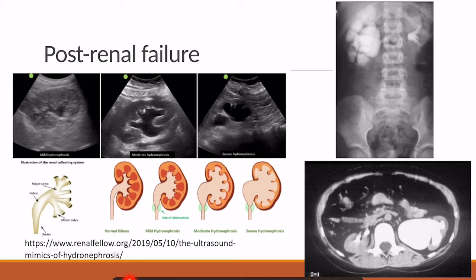Finally, we thought about post-renal failure. This is where you get blockage of the drainage of the kidneys into the bladder. And this can cause back pressure in the kidneys. So how can you detect that? Well, the gold standard, easiest way to do it is something called an ultrasound.